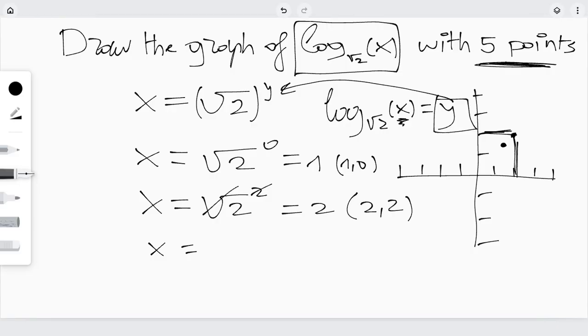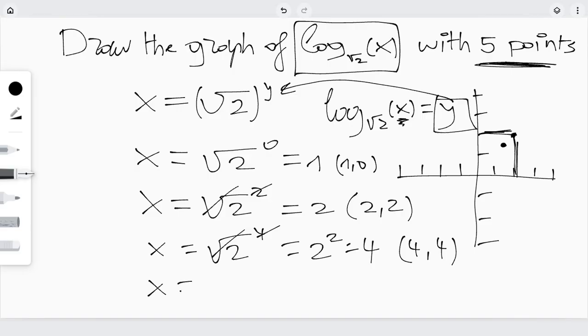Another nice point is basically all things that are related to 2, because those will cancel. Let's say we pick 4, then the square root cancels as well, and we are left with 2 to the 2, which is 4. So we have the point 4 for x and 4 for y.